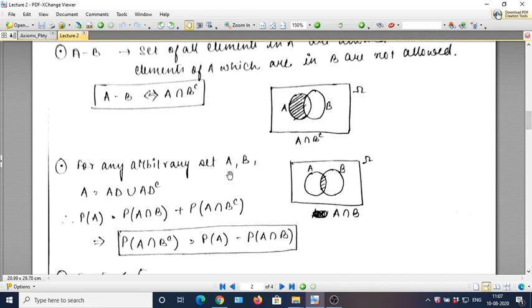Let us say for an arbitrary set A and B, A can be split into two subsets, A intersection B and A intersection B complement. This is again shown here using another set D, but it's one and the same. A can be written as A intersection D. Here the symbol intersection is implicit, not being present. So A intersection D union A intersection D complement.